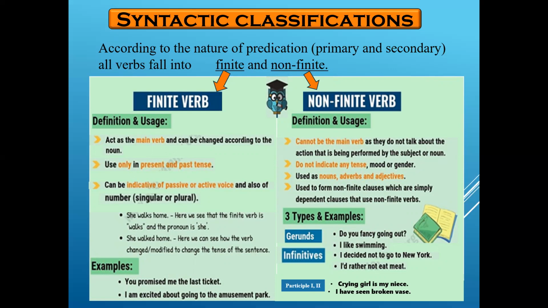Non-finite forms of the verb do not indicate any tense, mood, or gender. And non-finite forms of the verb are used as nouns, adverbs, and adjectives. They are used to form non-finite clauses, which are simply dependent clauses that use non-finite verbs. There are three types, and these are gerunds, infinitives, and participle 1 and 2.